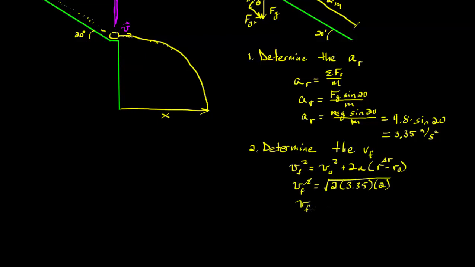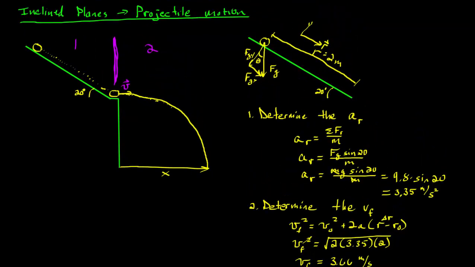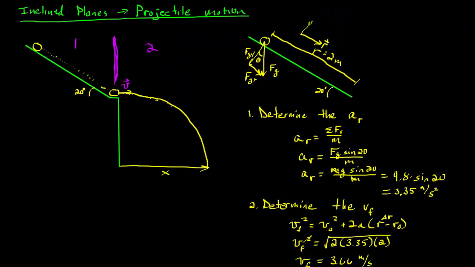So my final velocity for the ramp is going to be 3.66 meters per second. Okay, so now we're done with part one. So this was all just the first part, the inclined plane part. So this thing came down the ramp and it leaves right here with a velocity of 3.66 meters per second. And that came from this first part. Now we're going to move to the second part. So this is all just part one.